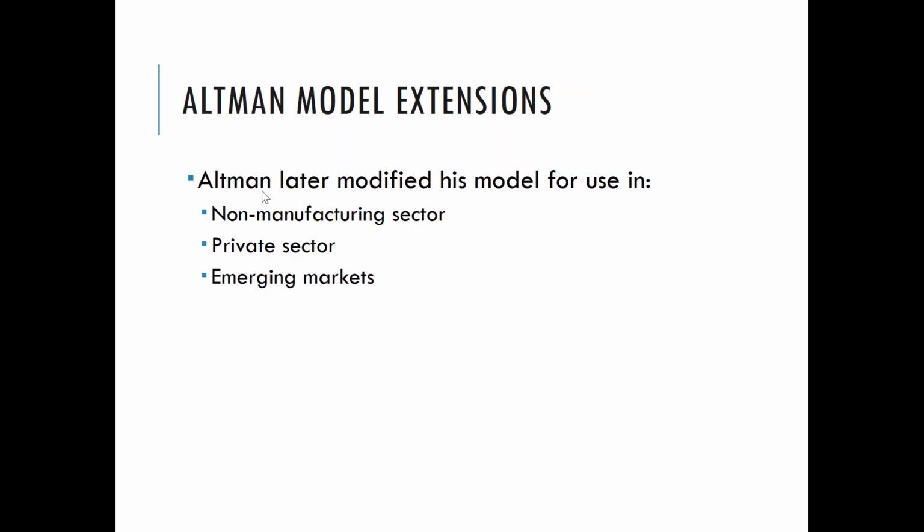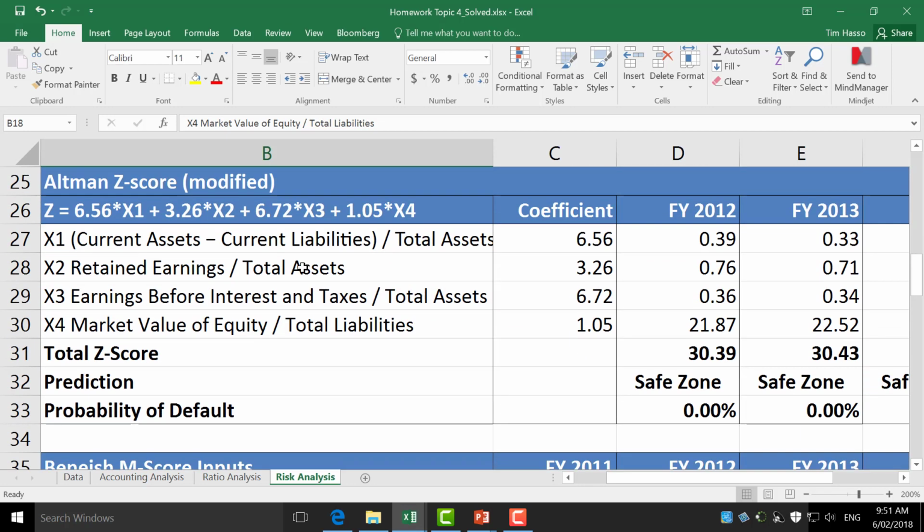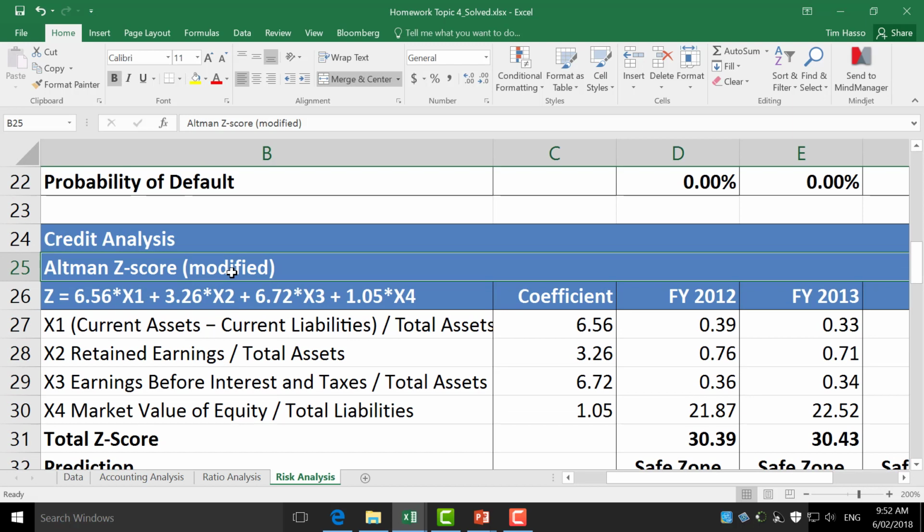Because it's not amazing, Altman did modify it later on. For example, he modified it for the non-manufacturing sector. What does that mean? Technically all that meant is that he dropped one of the variables. You're also applying the model he developed for the non-manufacturing sector in the homework, and all that did is drop the fifth variable, which was your asset efficiency. Asset efficiency is extremely important for manufacturing firms, but not that relevant for non-manufacturing firms.